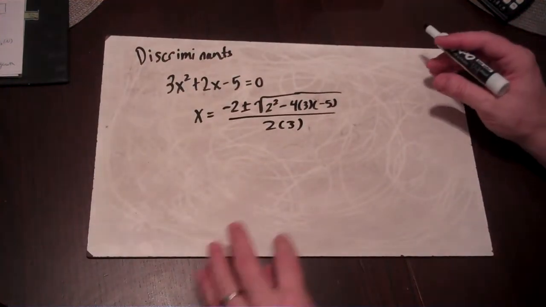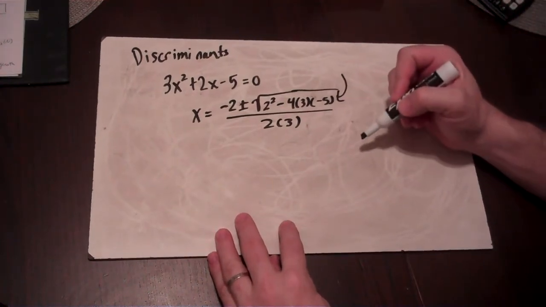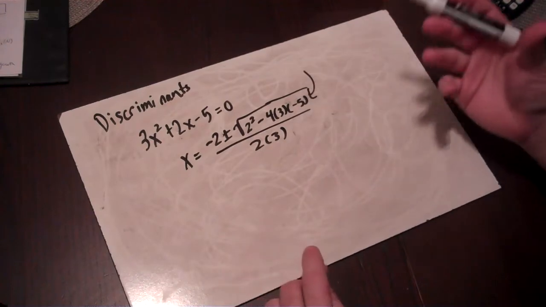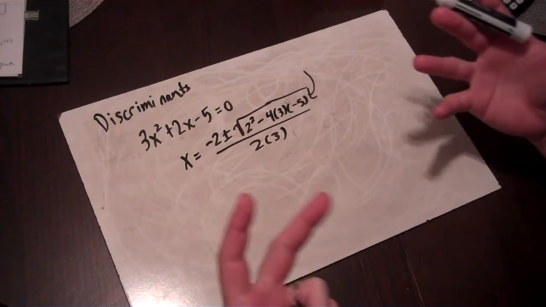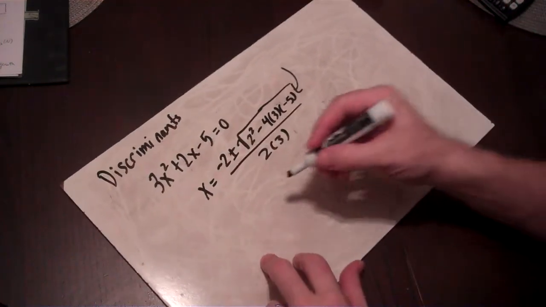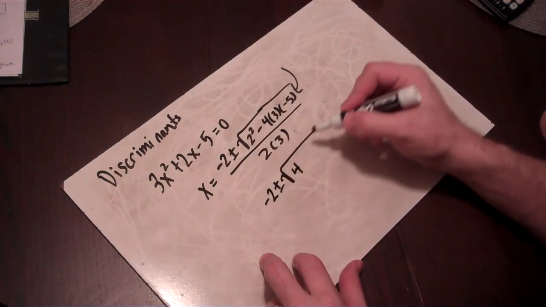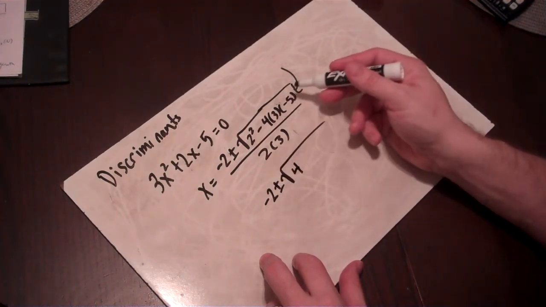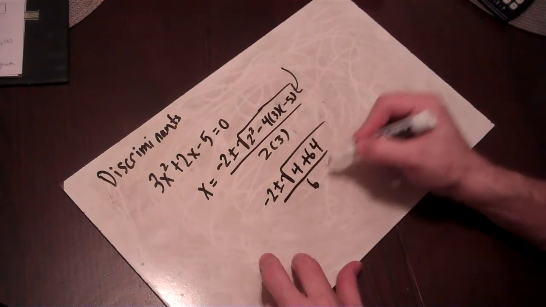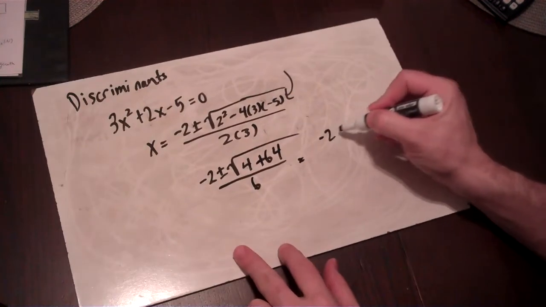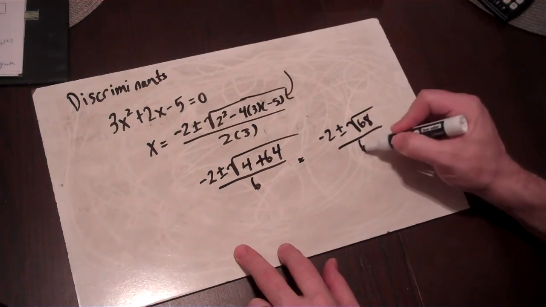But the point is this: when you go to solve this, there's going to be something that shows up inside here, right? And that's going to tell you what types of solutions you're going to have. It's going to allow you to discriminate, or actually determine, what types of solutions you're going to have. So if you take negative 2 plus or minus the square root of 4, and that's going to be minus 4 times 3 is 12 times 5 is 60, so it's plus 60, all over 2 times 3, which is 6. Which is equal to negative 2 plus or minus the square root of 68 all over 6.